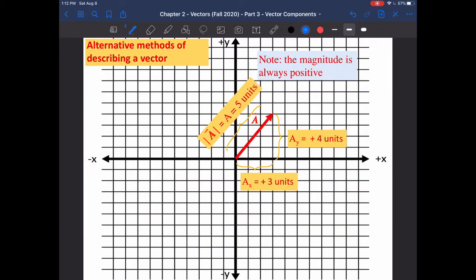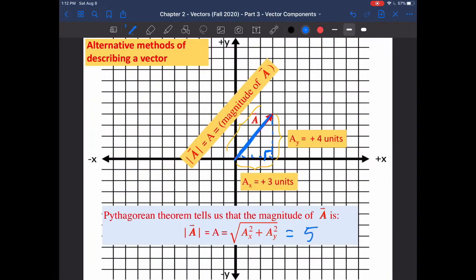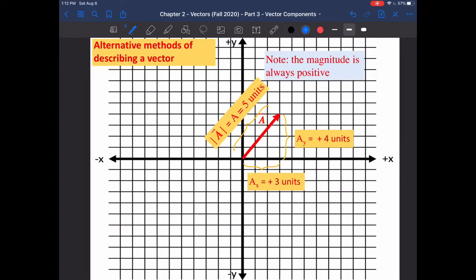And let me note that this makes the magnitude always positive, right? This equation, the Pythagorean theorem, is always going to give you a positive number. I'm squaring both of my components, so it doesn't matter if either of these components are positive or negative. I'm going to get a positive number when I figure out the magnitude. So magnitude is always positive. It's just a scalar positive number.